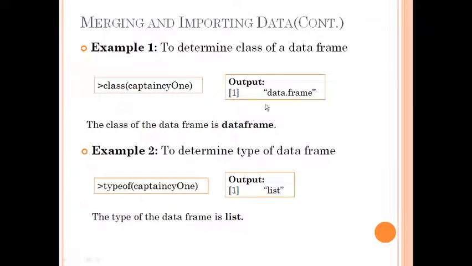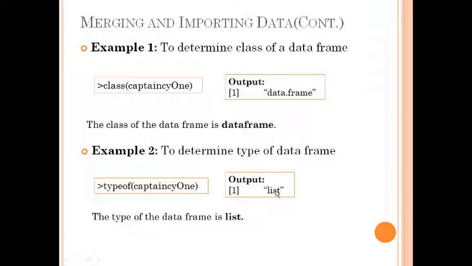The class of a data frame is according to the object-oriented paradigm. Means captaincy 1, this particular object, everything in R is an object. So captaincy 1 is basically an object, and that object from an object-oriented paradigm is considered a data frame. But for captaincy 1, the type is according to the data structure point of view.